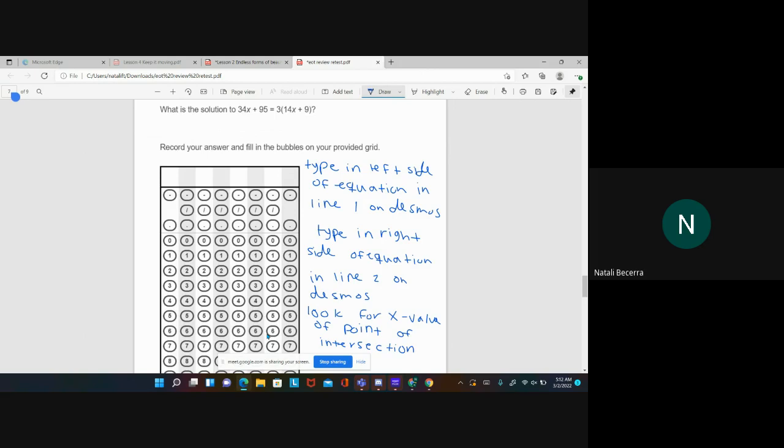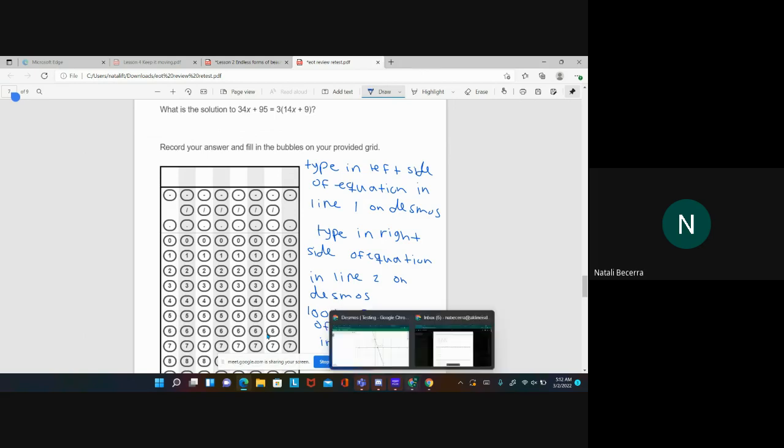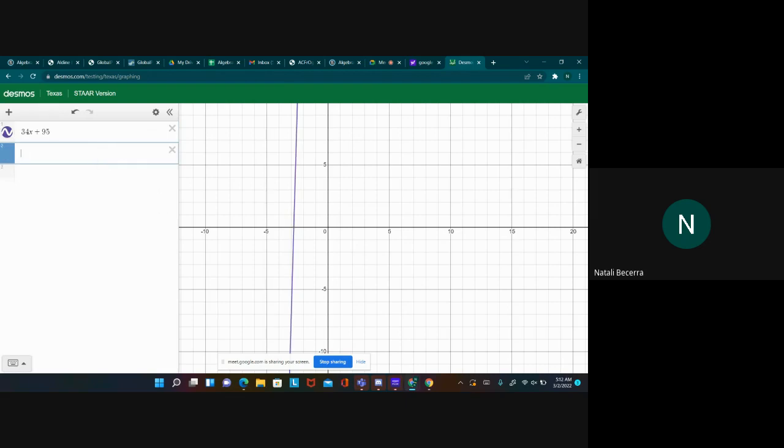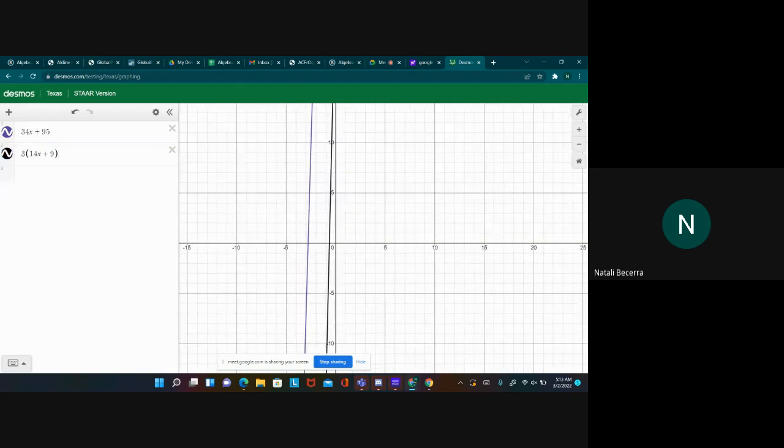Okay, so let's go ahead and try that. For this one, we're gonna have to zoom out a lot. So we have 34x plus 95 on the first line, right? And then on the second line, I'm gonna put 3 parentheses, 14x plus 9. At first they look like parallel lines, but don't be deceived because you gotta zoom out.